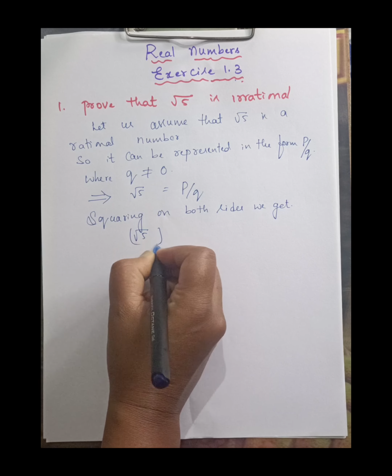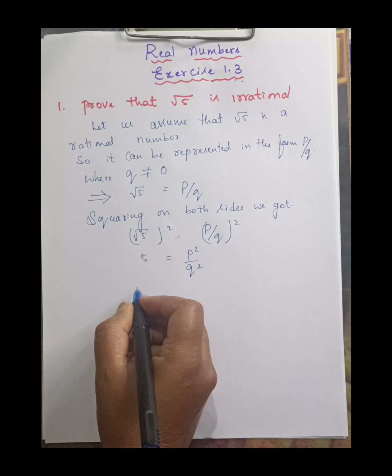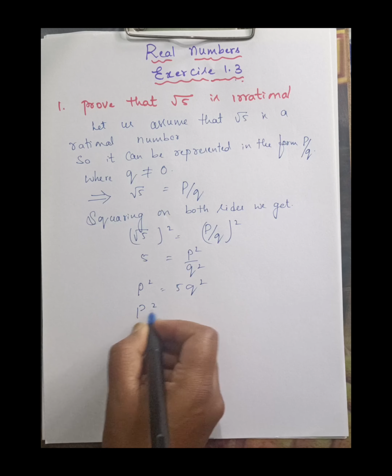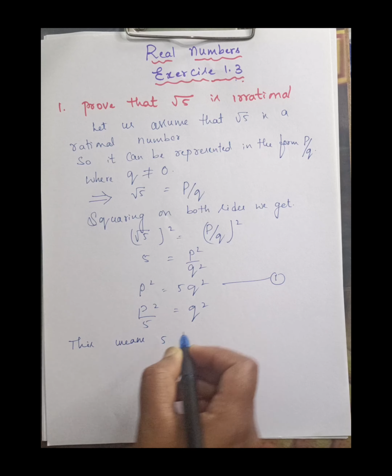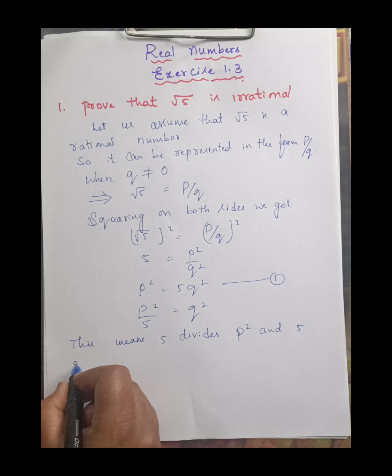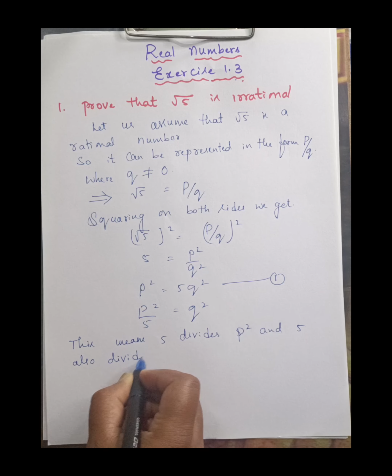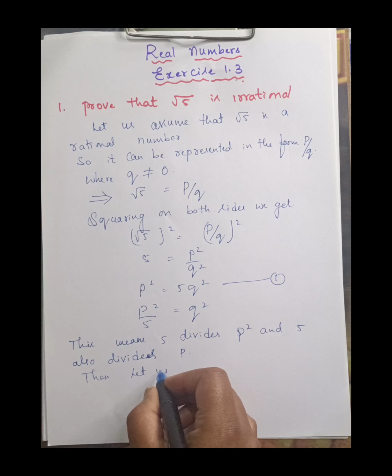By squaring on both sides, we get root 5 whole square is equal to p by q whole square. 5 is equal to p square by q square. p square is equal to 5q square. Mark it as equation 1. In the next step, p square divided by 5 is equal to q square. This means 5 divides p square and 5 also divides p.